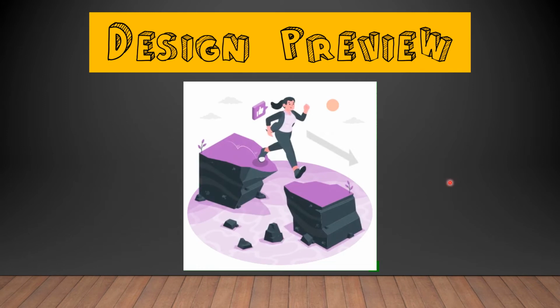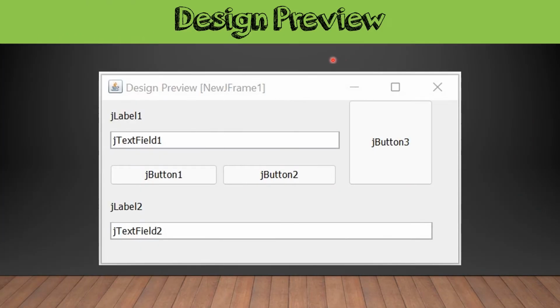Now let us proceed to design preview. This is the design preview of our form. Here I have not edited the display text of the components so that you can be clear about which component to place on which position. So here you can see, first of all, we have used a label component and its display text is JLabel1. All these display texts are automatically given by Java. We are now going to edit it afterwards.